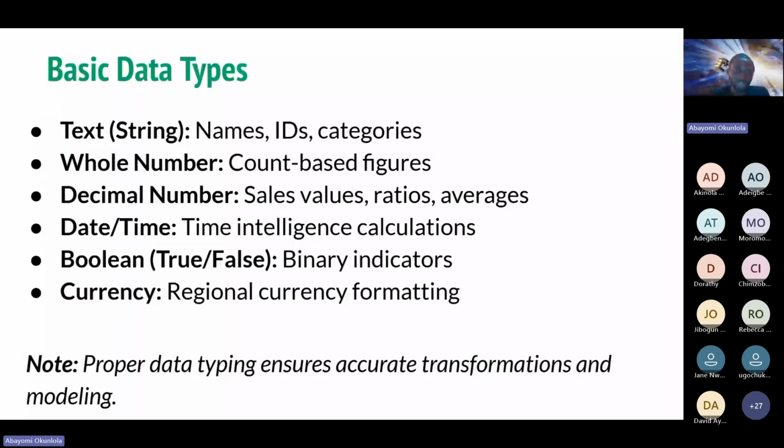Then basic data types. This is very, very important, even as we walk the journey of data analytics, you'll be working with more issues on data types. And we mentioned that text is also known as string or object, and it involves characters: your names, your IDs, your category. And then we have the whole number or integer, anything that doesn't have a full stop at the end. So 1, 2, 1,000, 1,000,000, those are integers or whole numbers.